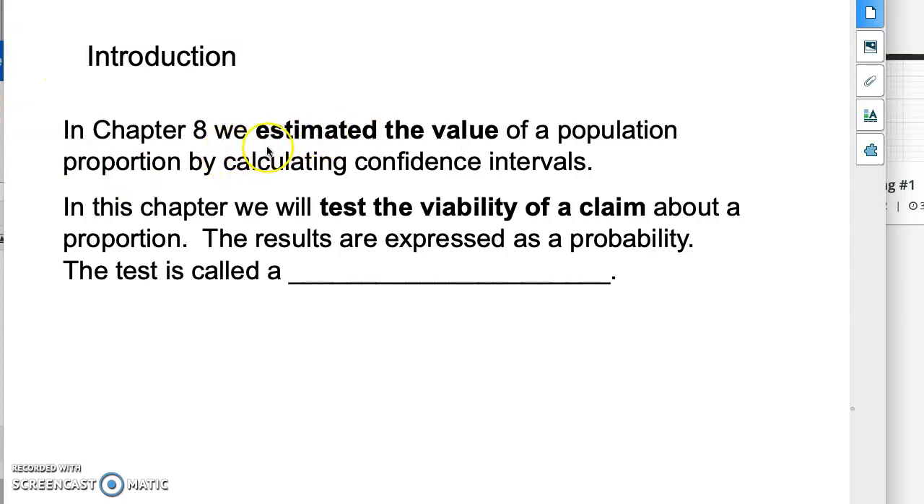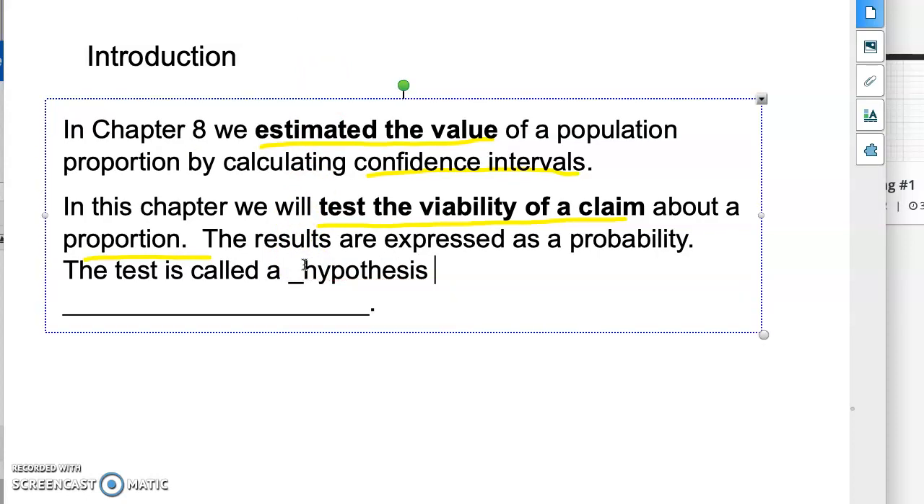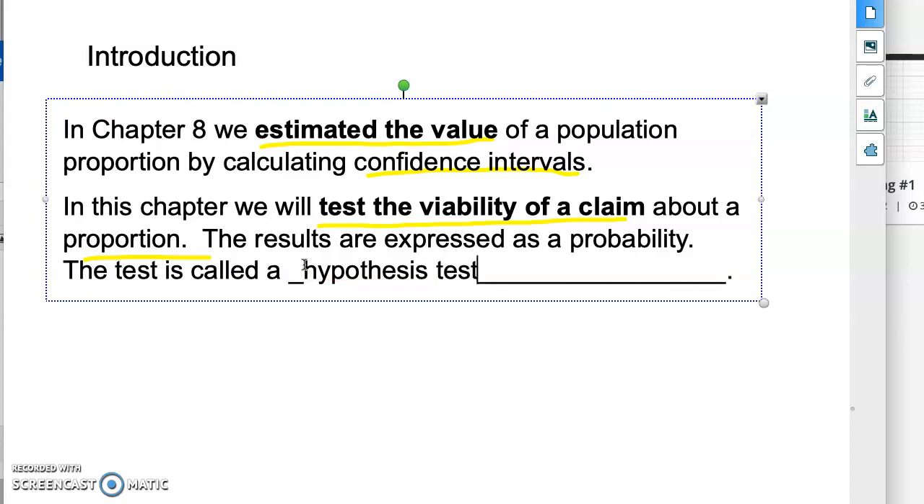In Chapter 8, we estimated the value of a population proportion by calculating confidence intervals. So we took a sample, we used that sample to calculate a confidence interval. Okay, in this chapter we will test the validity of a claim about a proportion, and we express our results as a probability. This test is called a hypothesis test.